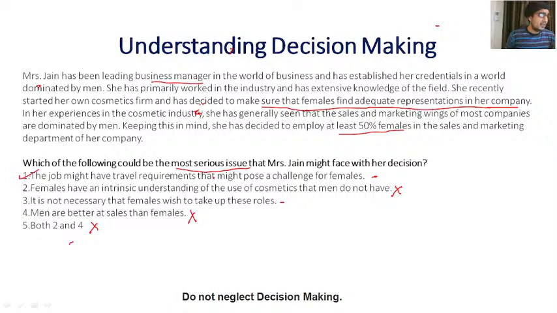Okay, okay Abhishek, I'll try to explain in English. You said fourth. How can fourth be? Fourth is definitely not an answer, right? Because it says that men are better at sales than females. It's a very, very extreme thing, right? Who says that men are better than females? No one, right?